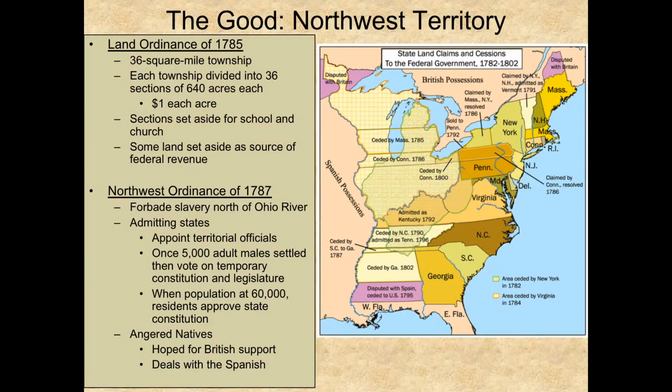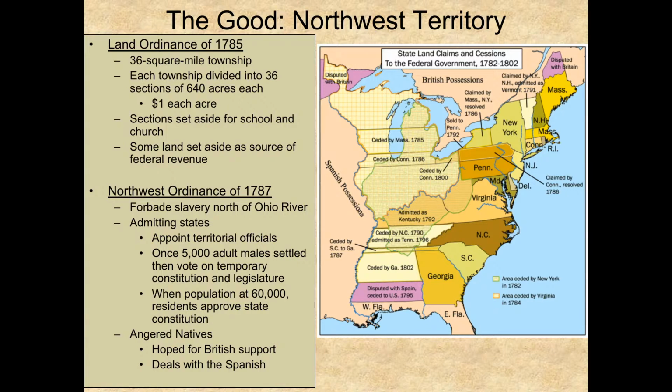Good thing number 2: the Land Ordinance of 1785. Essentially, this shows us how to divide up acreage of land in the territories, and set aside land for churches and schools. Yeah, that's it. That's it.